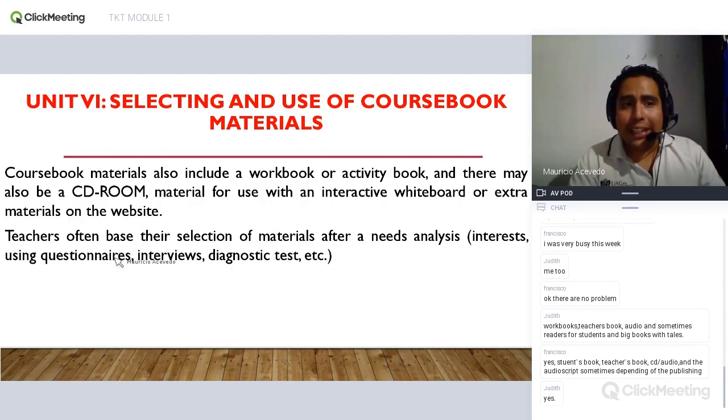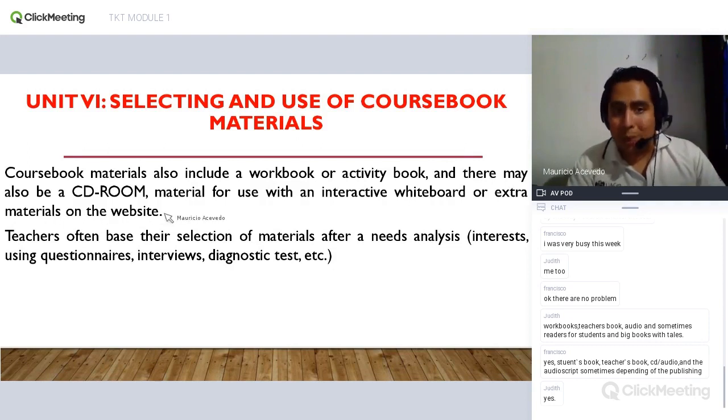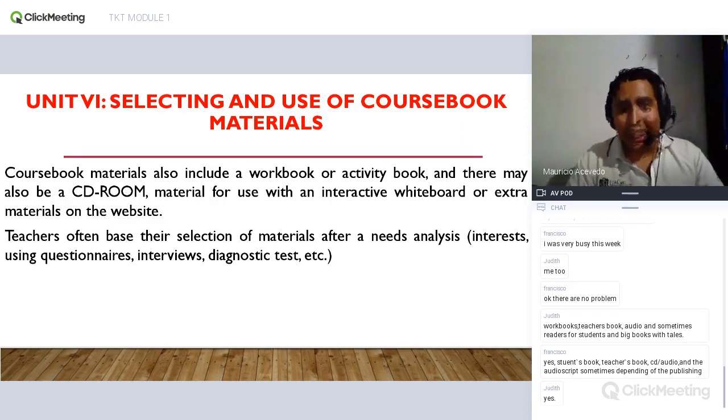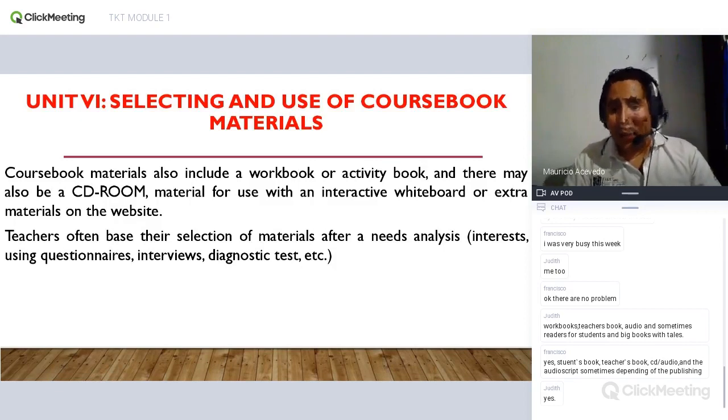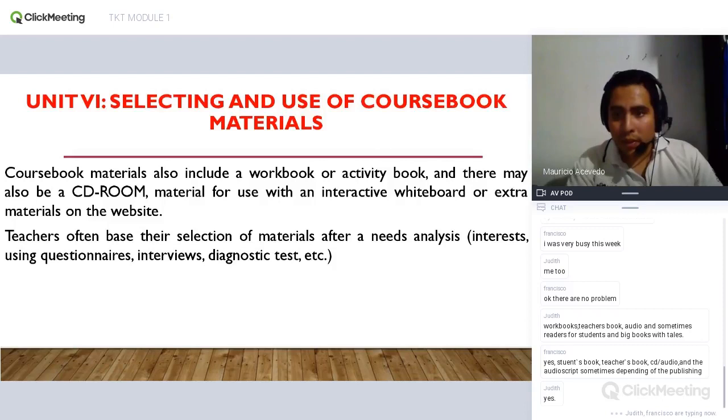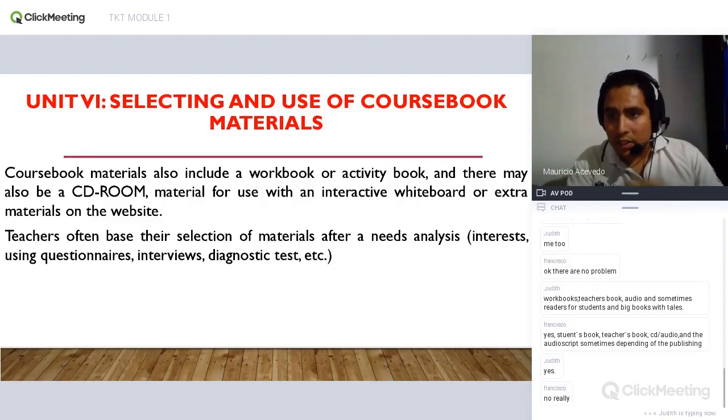Okay, don't forget that in this we can also have websites, pages in which you can do online exercises and all that stuff. Do you have this kind of resources, Francisco and Judith? Websites in your same course book? Yes, Judith? Oh no, sorry, that was from the previous one. Not really.